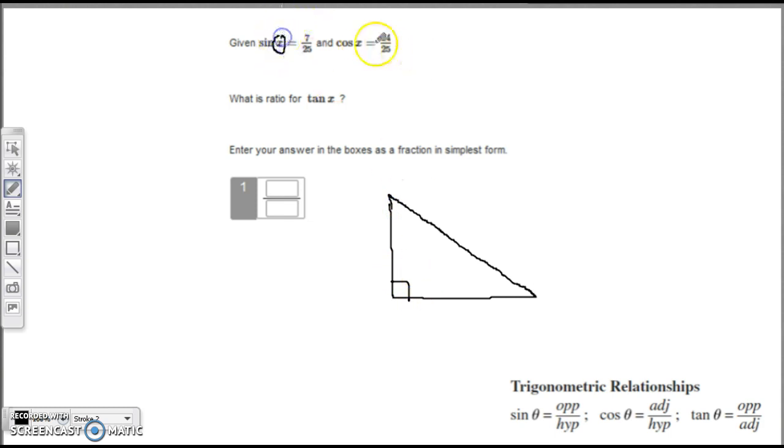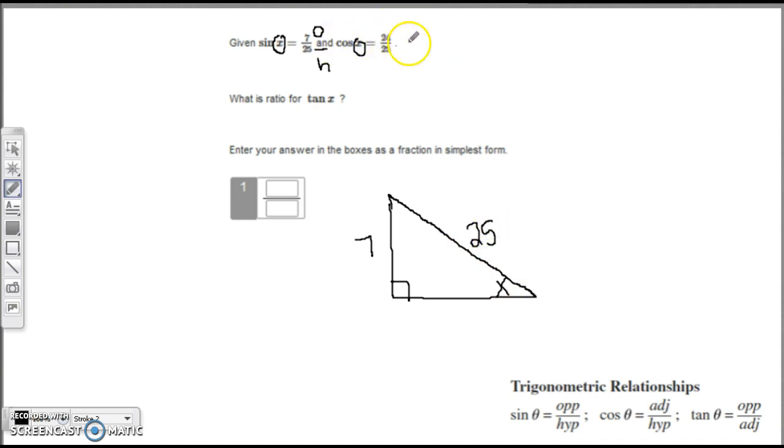I'm going to use the reference angle x because they're both using angle x. So I'm just going to pick this and let that be angle x. Remember, sine stands for opposite over hypotenuse. So from angle x, the opposite side will be 7, and the hypotenuse would be 25.